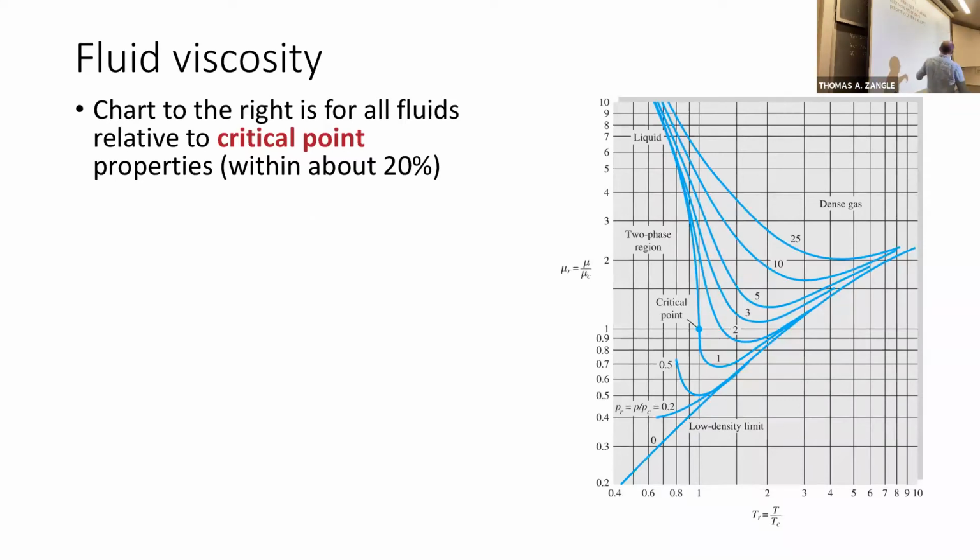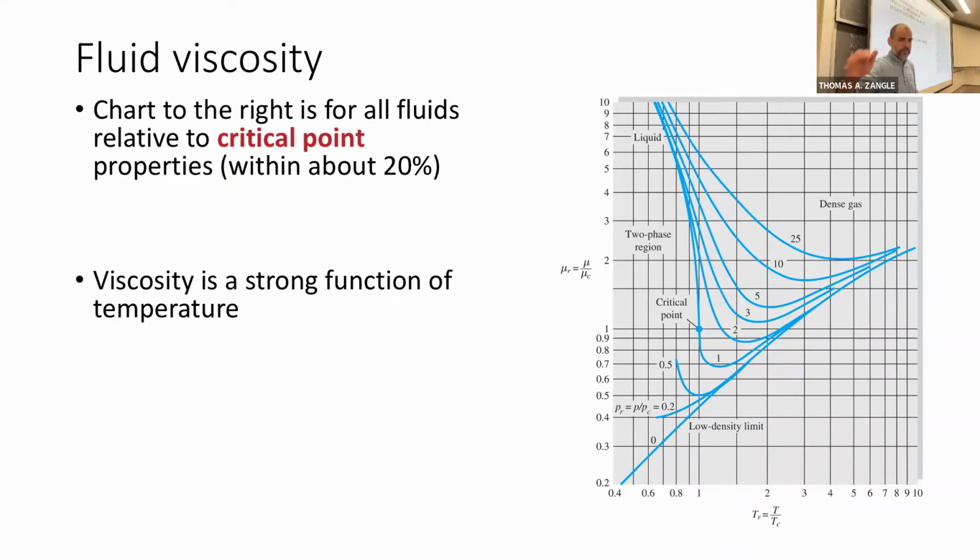We can ask, how does fluid viscosity change with pressure and temperature? So this is a plot that gives you an approximate estimate of fluid viscosity for essentially any fluid relative to the critical point properties. It's only good to within maybe 20% or so, so it's not a great estimate. You want to use a table, don't use this. But it can show us the behaviors that we see as a function of temperature and pressure, and that's why we have it here, not as a reference.